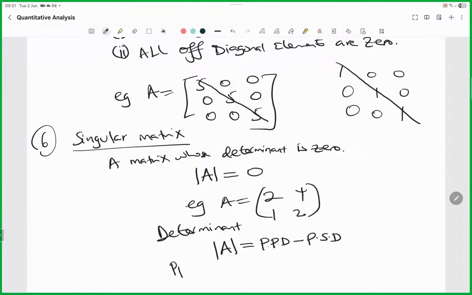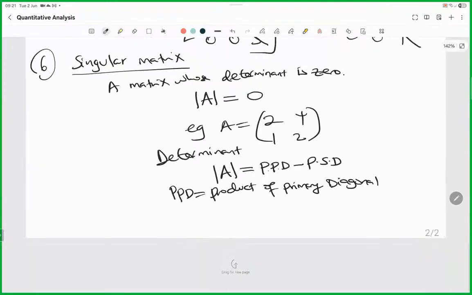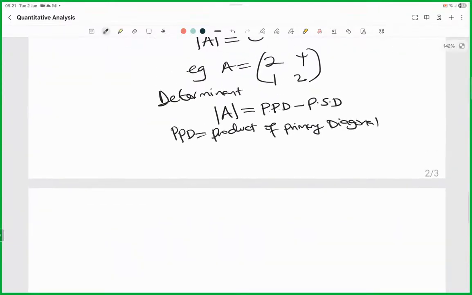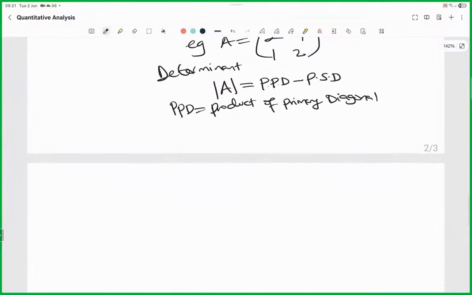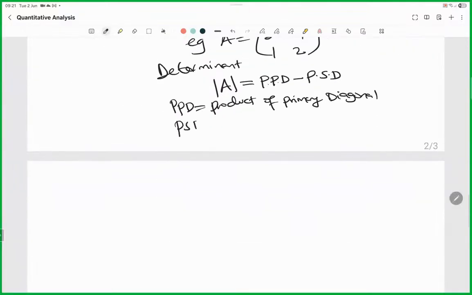PPD stands for product of primary diagonal, and PSD stands for product of secondary diagonal. Product means multiply.